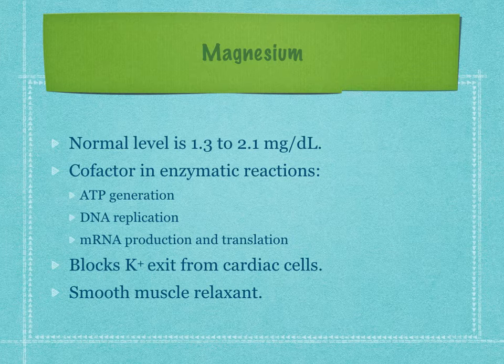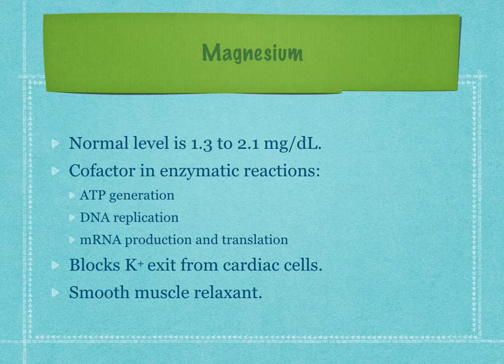Magnesium is also one of those we're going to talk about just very briefly, because disorders of magnesium are a little more rare, and so we're not going to spend a lot of time with that. Normal levels are between 1.3 and 2.1. It's ingested in the diet. It has cofactor enzymatic reactions. It's involved in ATP generation, DNA replication, and messenger RNA production and translation. It also can prevent arrhythmias by blocking the potassium exiting from the cardiac cells. It's also a smooth muscle relaxant.